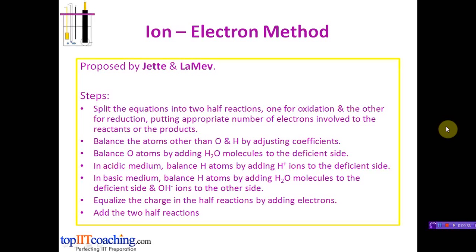For balancing the hydrogen atoms, in case the chemical change is taking place in the acidic medium, we add hydrogen ions to the deficient side. And for basic medium, we add water molecules to the deficient side and hydroxyl ions to the other side. Then the charges in the half reactions are equalized by adding electrons. And ultimately, the two half reactions are added to obtain a completely balanced chemical equation. Let's take an example to clarify this method.